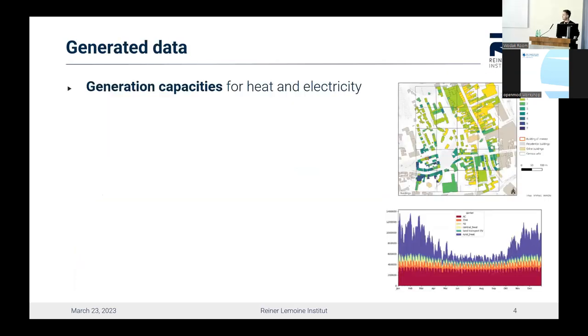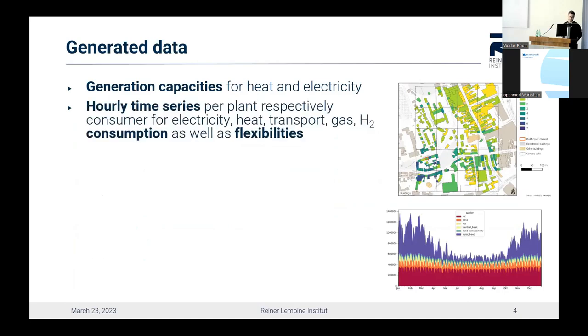So the most important part for you is which data you can get from the open energy database, like generation capacities, geolocated generation capacities down to each plant for heat and electricity with also the time series. Hourly time series per plant or consumer for electricity, heat, transport, gas, hydrogen consumption, and all the flexibilities.